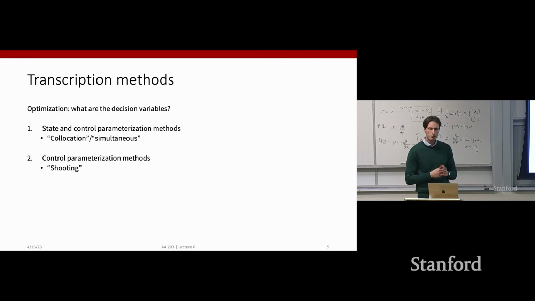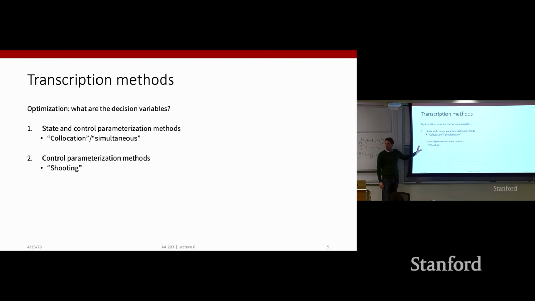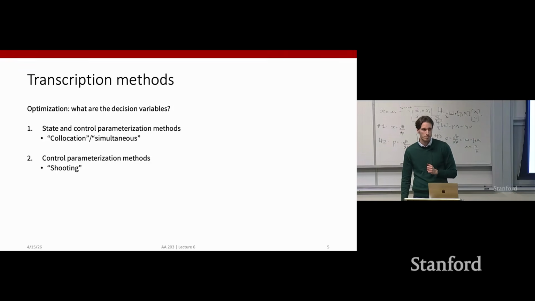So simply put, I would say if you do not have complex state constraints that you would like to include in your optimal control problem, then control parameterization methods might be a good approach because they're simple and you have fewer optimization variables for your optimizers. On the other hand, if you have complex state constraints that you would like to enforce, then probably state and control parameterization methods are the way to go.